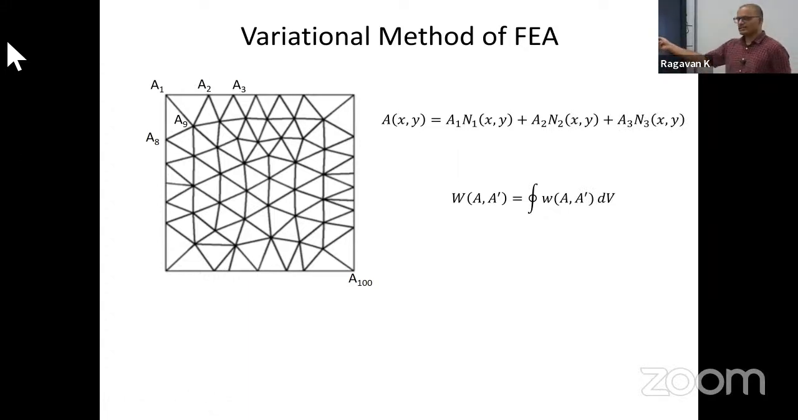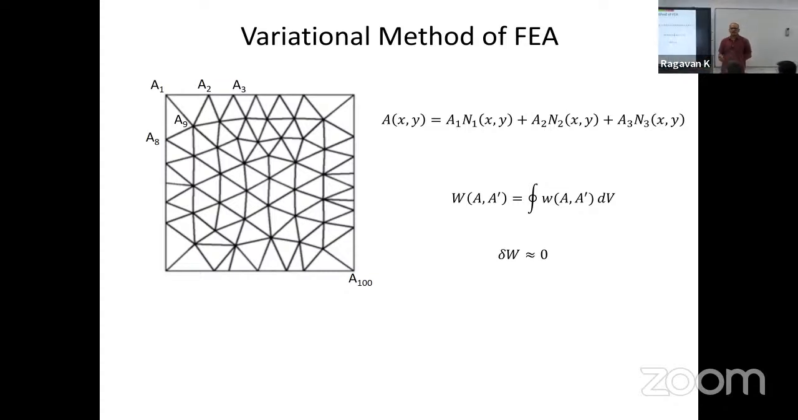We'll look at one example function of how small w looks. When you have the final solution, then if there is a small variation in A and A dash, that change in energy should come out to be 0. Let me explain this with some numbers.